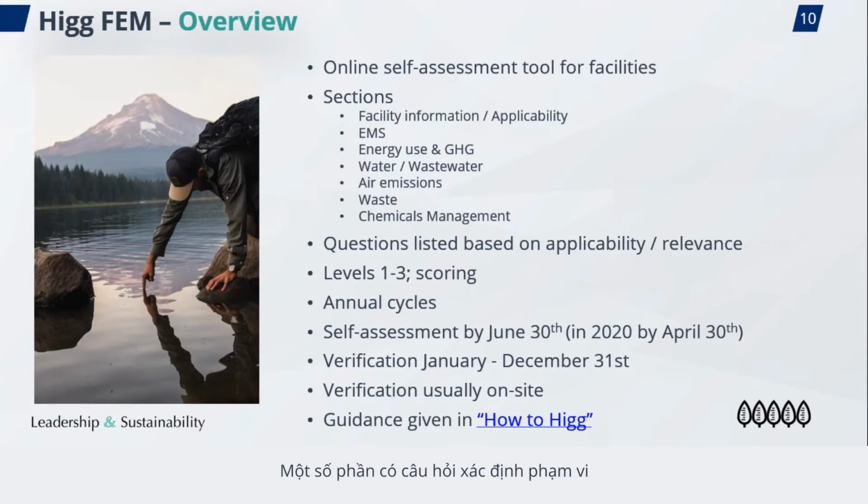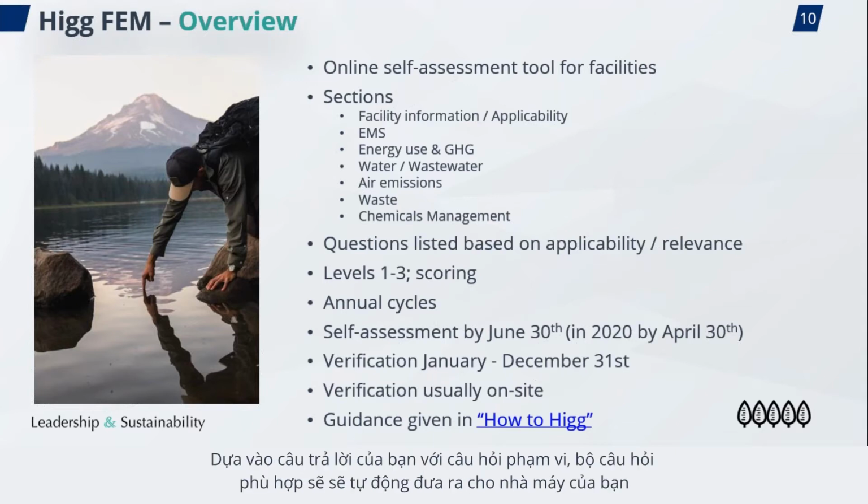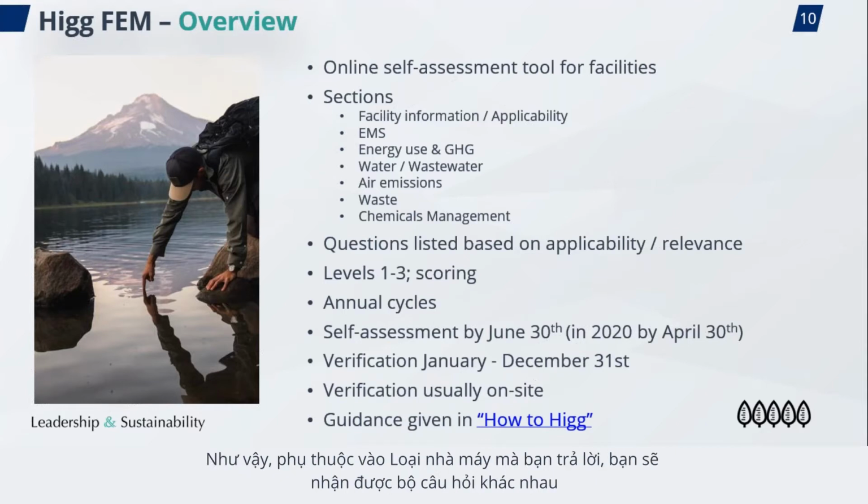At the beginning, in section 1, there are applicability questions, and also in some of the other sections. Based on the factory response to these questions, the actual section questions will be selected automatically for you. So depending on what type of factory you are, you will receive different questions. The questions are always sorted into 3 levels, which means foundational, progressive, and aspirational, which is level 3.